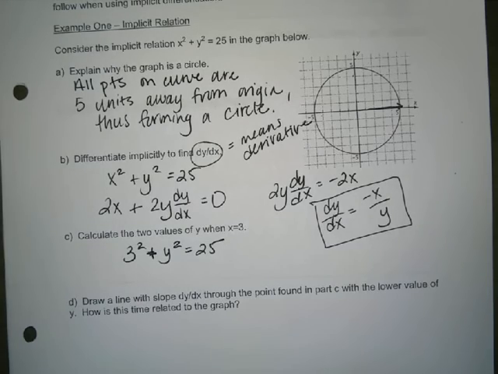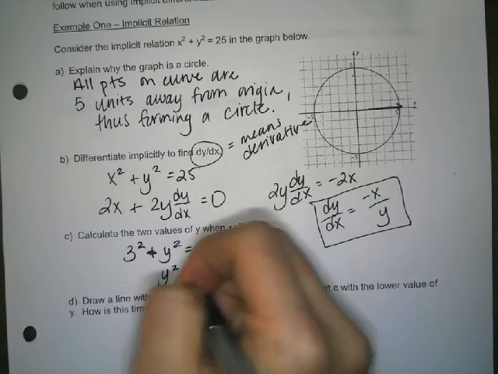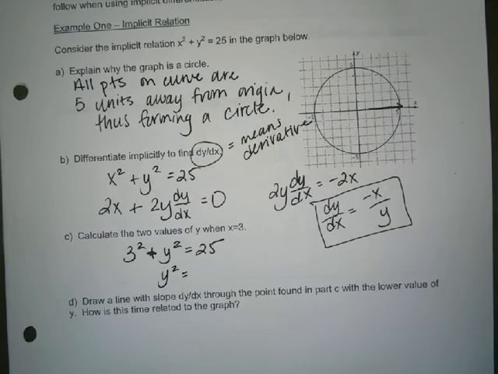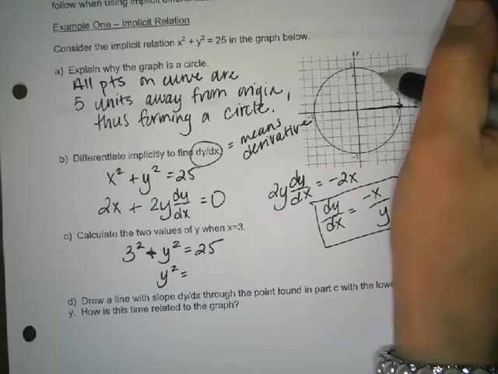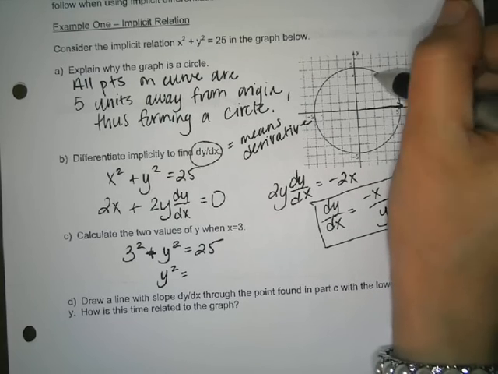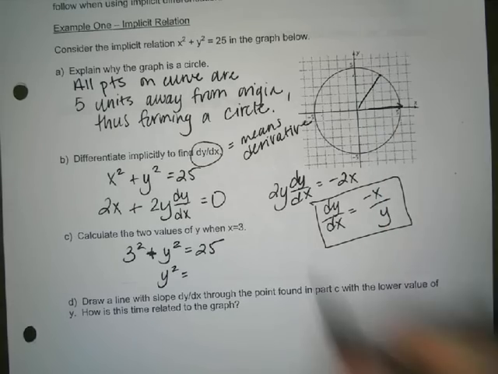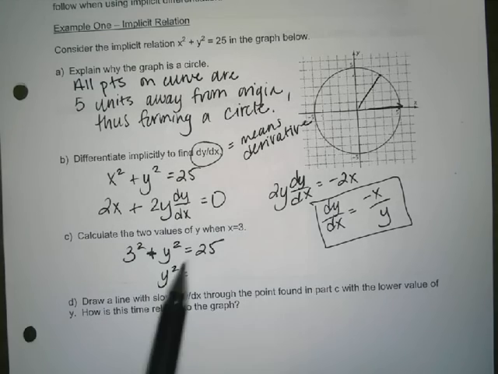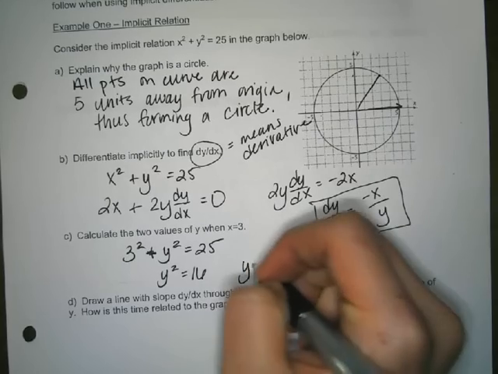Since it's 5 all the way around, couldn't we just say that it's 5 or negative 5? No, because this y value isn't negative 5 or positive 5. It's a distance of 5 from the origin. Alright, so y squared is going to be, what's 25 minus 9? 16. Okay, so you get y equals plus or minus 4.